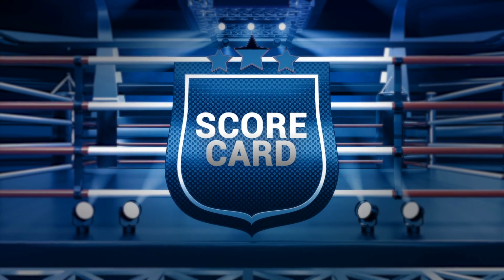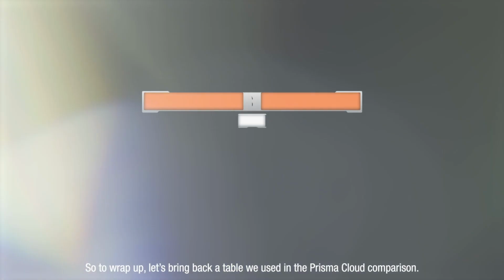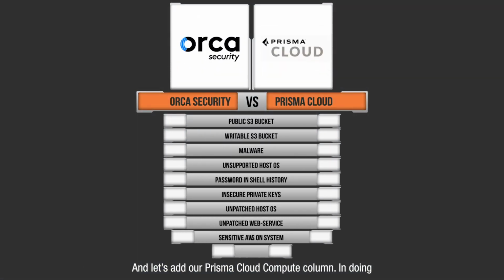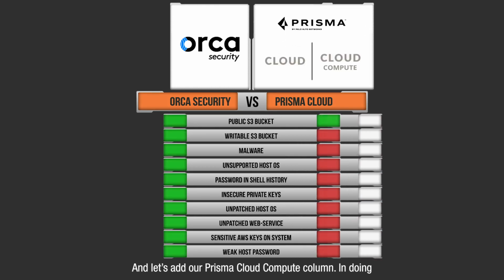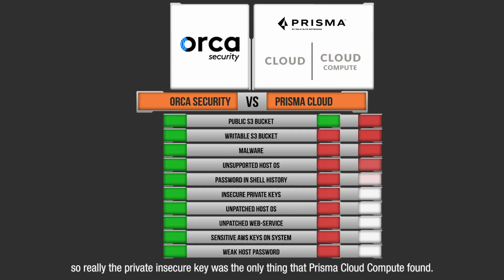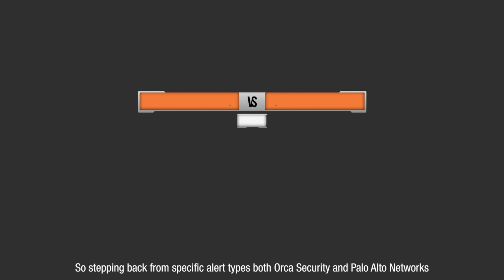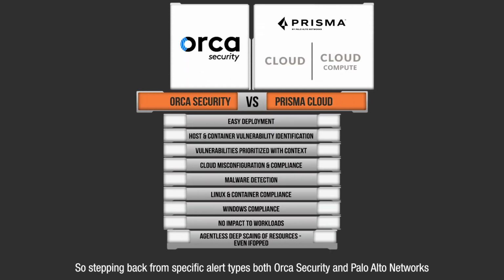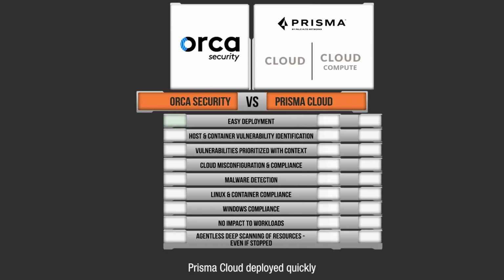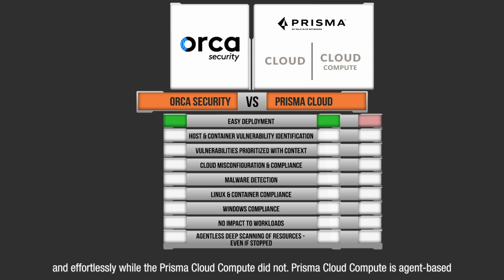So to wrap up, let's bring back a table we used in the Prisma Cloud comparison, and let's add a Prisma Cloud Compute column. In doing so, really, the private insecure key was the only thing that Prisma Cloud Compute found. It didn't contextualize it with a listing of systems that it provided access to, but it did find it. So stepping back from specific alert types, both Orca Security and Palo Alto Networks Prisma Cloud deployed quickly and effortlessly, while Prisma Cloud Compute did not.